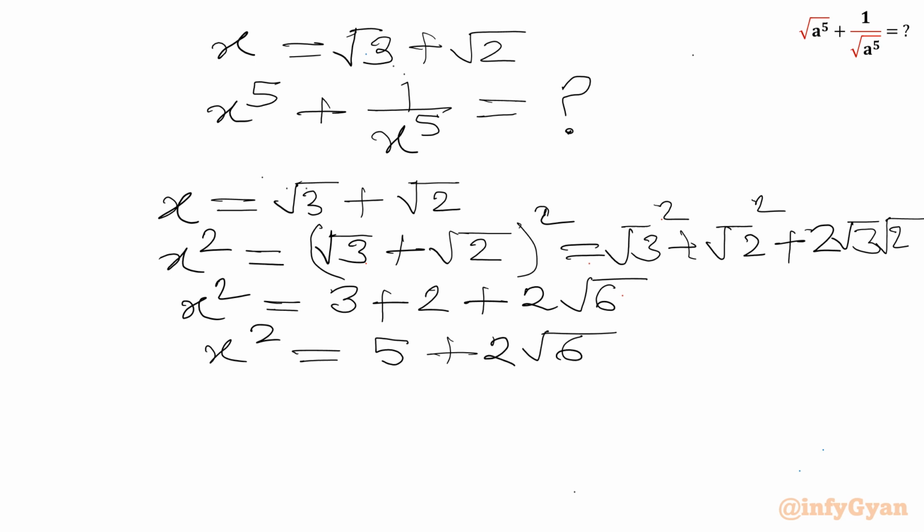Now subtract 5 from both sides. So x square minus 5 will be equal to 2 square root 6. Let me write here.